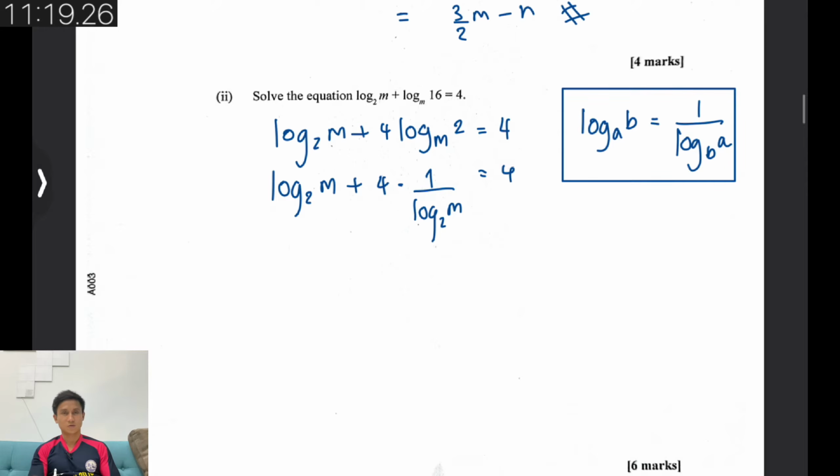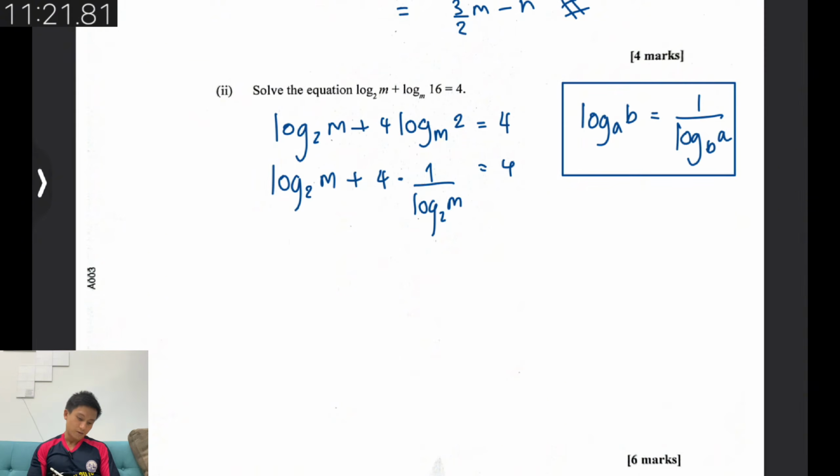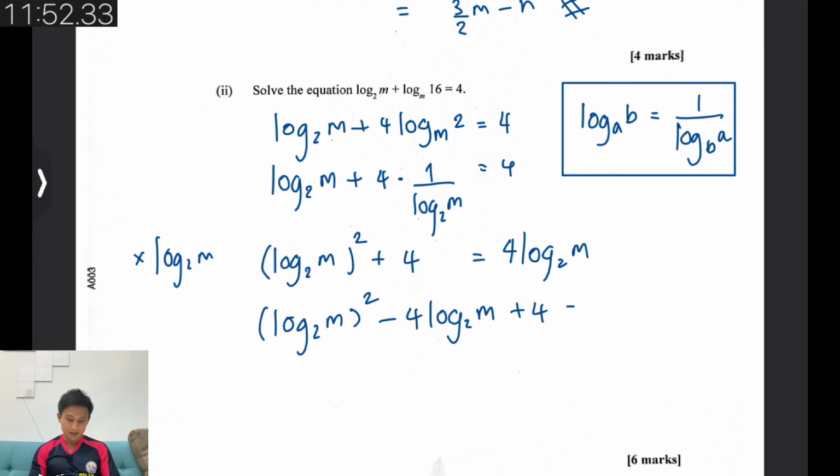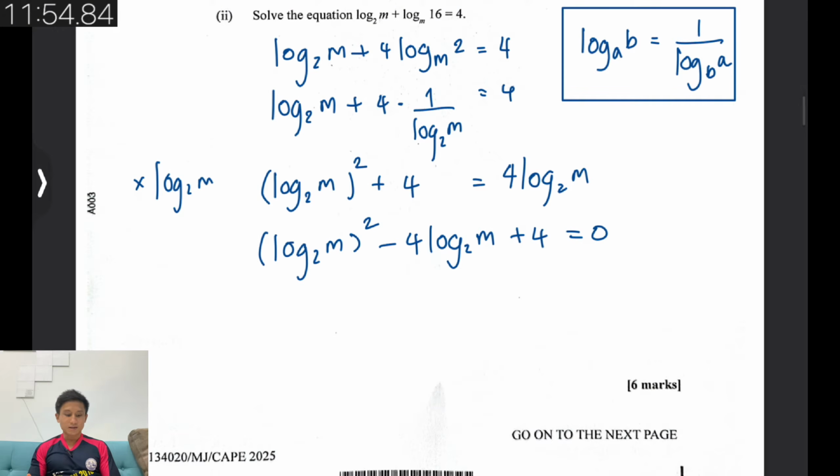Why are we doing this? Well, because if we multiply across by log base 2 of m, we're going to get log base 2 of m here, all squared, plus, well, the log base 2 of m here will be cancelled, so we get 4 here. And the other side will be 4 times log base 2 of m, like that. Some of you might already recognize that this is basically a quadratic in a log function.